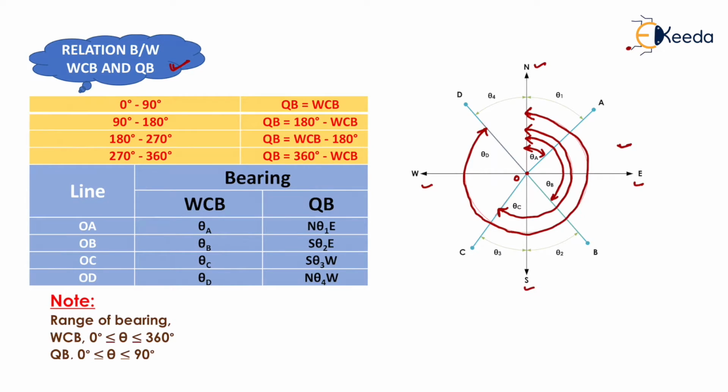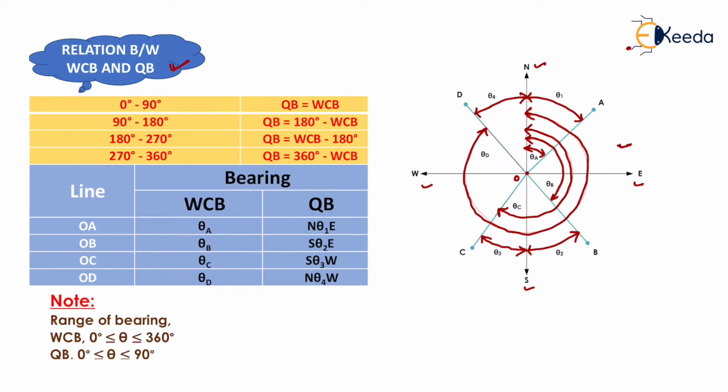Okay students, now I have also marked here theta 1, that is shown here from north in the clockwise direction of line OA, theta 4 in the anti-clockwise direction from north to line OD, theta 3 from south direction in the clockwise direction like this for line OC, and theta 2 from south direction in the anti-clockwise manner for line OB.